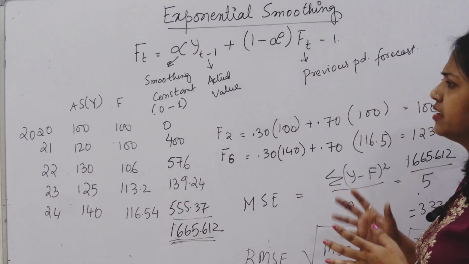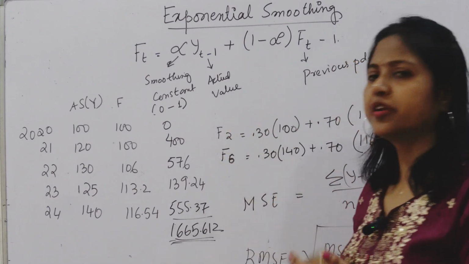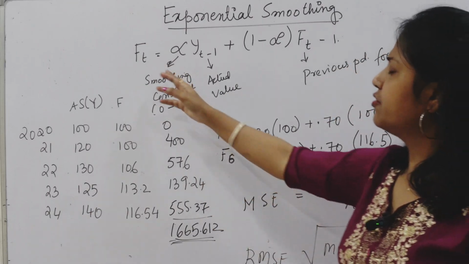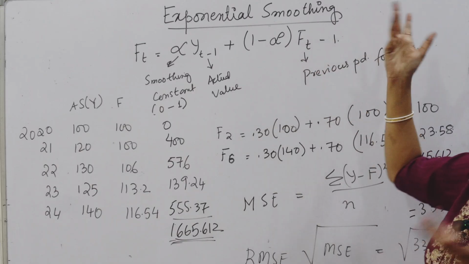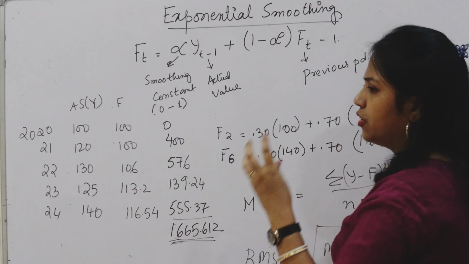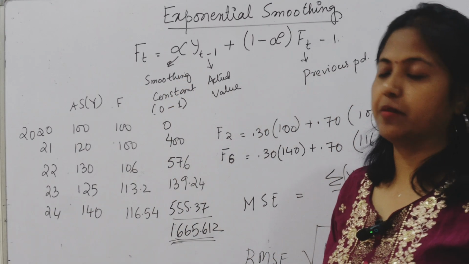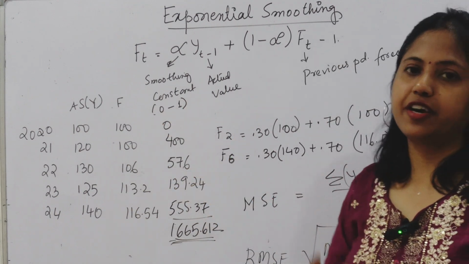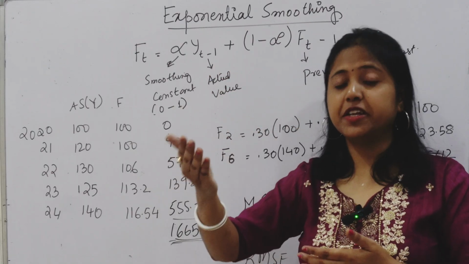So now, friends, leaving aside the theories which are important, how to operationalize this technique? For this, you have FT. FT means forecast. Forecasted value equals alpha times YT minus 1 plus 1 minus alpha times FT minus 1. What does this mean? This means if you want to forecast a value of a variable, you first have to find out what is alpha. Alpha is a smoothing factor, and this smoothing factor varies between 0 to 1. It can be 0.3, 0.5, 0.7 accordingly. YT minus 1 is the previous period's actual value.